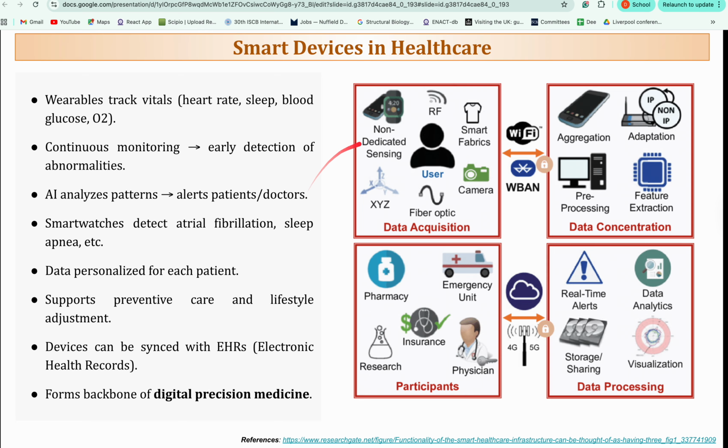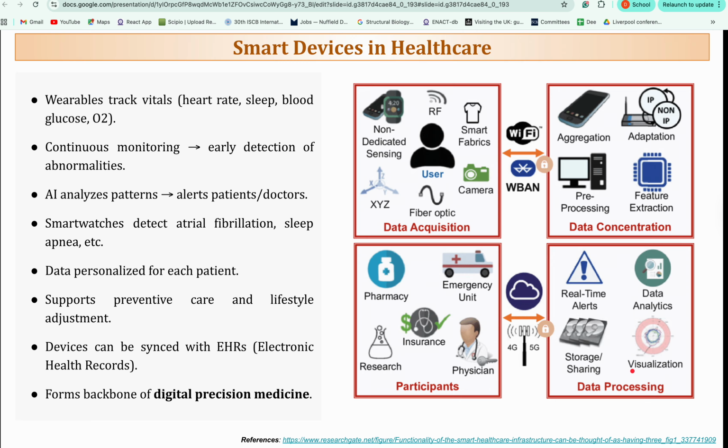So this comes under digitally storing all that information. Similarly, it is mentioned that those smart devices, smart fabric, smart camera, fiber optic and so on, all work as data acquisition devices, acquiring the data of the user. Then with the help of Wi-Fi or Bluetooth or other devices, this information is aggregated and adapted, pre-processing could be done, and features could be extracted. So this comes under data concentration, in which you are concentrating the information which is coming.